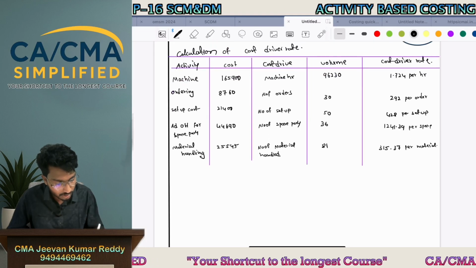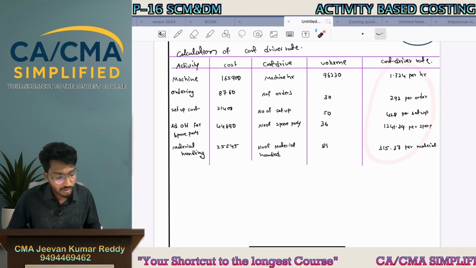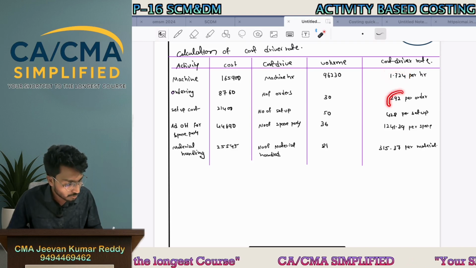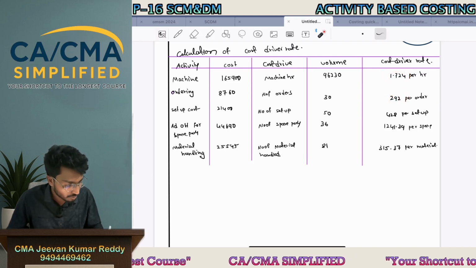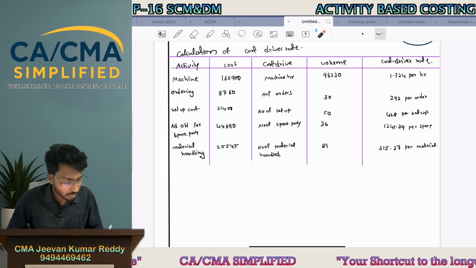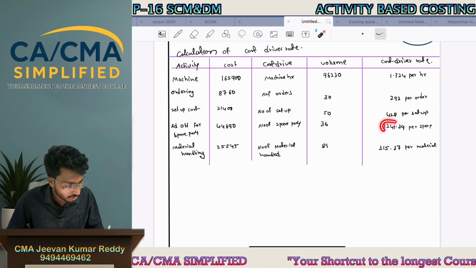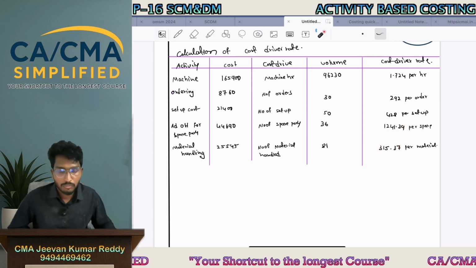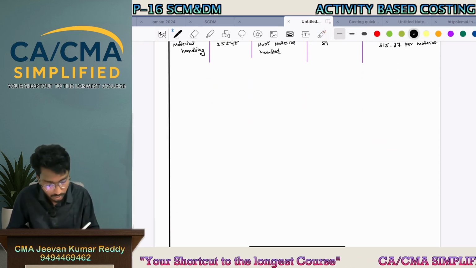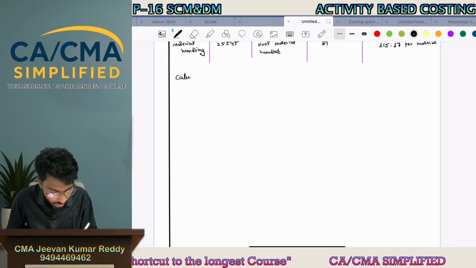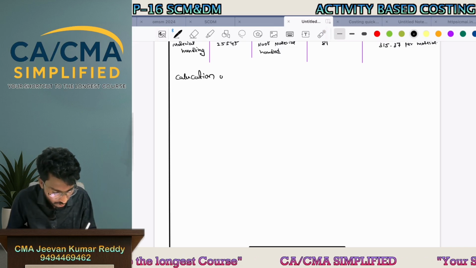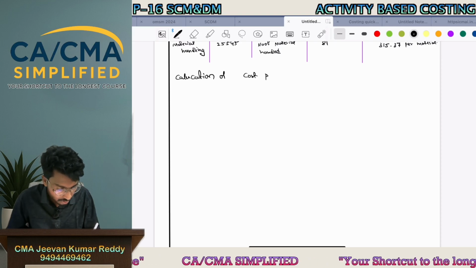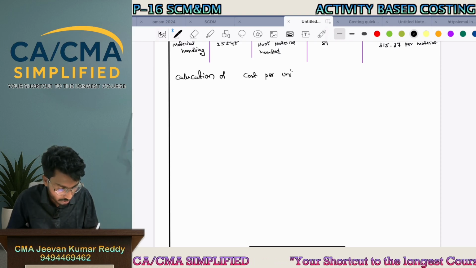So this is our cost driver rate. We need to recover 1.724 per machine hour, 292 for each material order placed, 428 per setup, 1,241.39 per spare part, 315 per material handling. Now calculation of cost per unit.